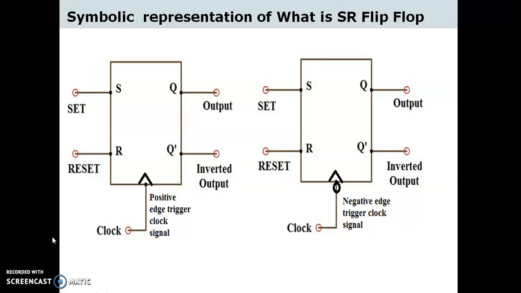Now we will see the symbolic representation of the SR flip-flop. SR flip-flop has two inputs, that is S and R, and two outputs, Q and Q bar, which are complementary to each other. There is one more input, we can consider clock as an input. As the flip-flops are clock driven, the clock must be given. In this diagram, the clock is a positive edge trigger, whereas the second diagram is a representation of the clock for the negative edge trigger.